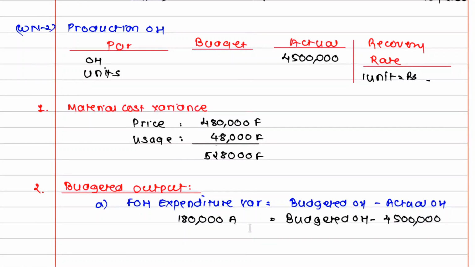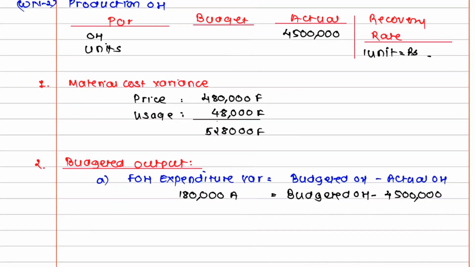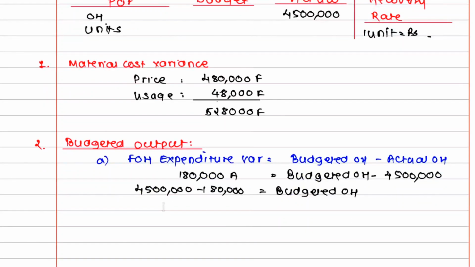Please understand, ये minus है बोले तो adverse है बोले तो negative है. It is minus this. So if it goes there, I hope you understand that is gonna be 45 lakh minus 1,80,000 because adverse है. So you will get your budgeted overheads. कितना? Exactly. So you will get your budgeted overheads as 43 lakh 20,000. पहले ये आंसर आ गया.